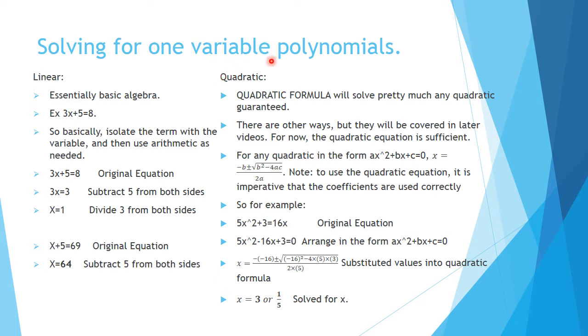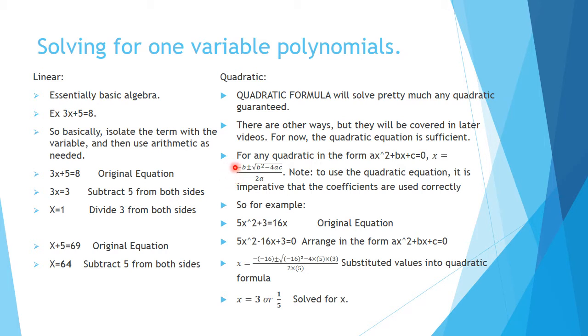Quadratic is more complicated, but there is a formula called the quadratic formula that will solve pretty much any quadratic equation, guaranteed. There are a few other ways, but they will be covered later. For now, the quadratic formula is pretty much all you need. The quadratic formula says that for any polynomial in the form ax squared plus bx plus c equal to 0, x is equal to negative b plus or minus the square root of b squared minus 4ac, over 2a. We won't cover the proof right now because it's not super important to solving it, but we will cover it later.